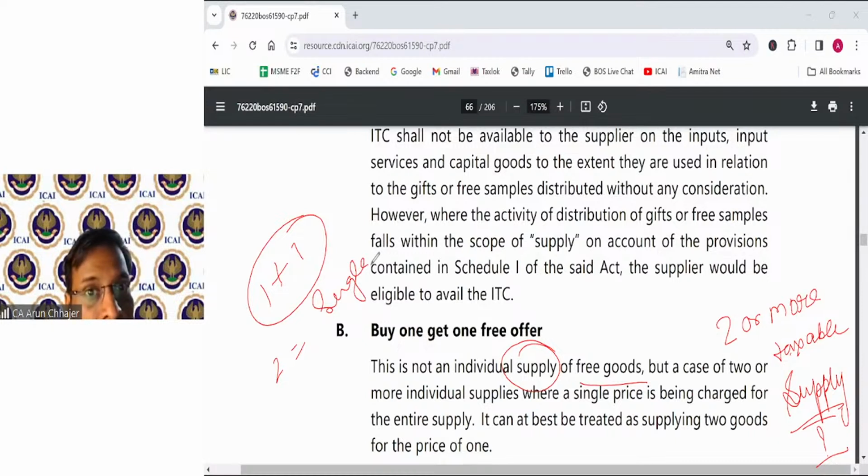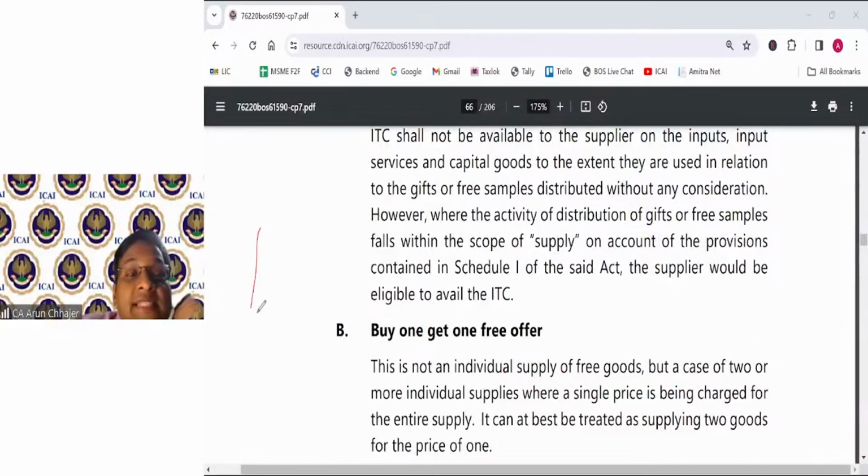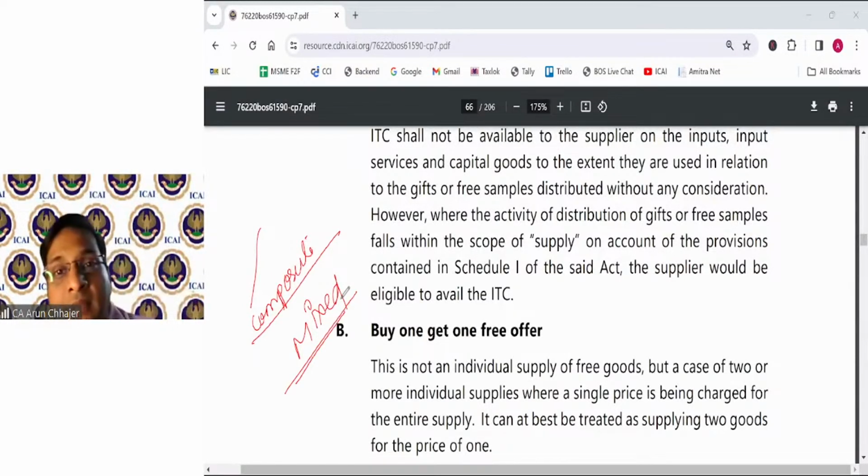It means, in other words, I am making two or more taxable supplies for which a single price is being charged. I would like to draw your attention to the concept which we discussed in the initial chapter, composite supply and mixed supply. Does anyone remember the concept of composite supply or mixed supply? I hope you all remember the concept of composite and mixed supply.